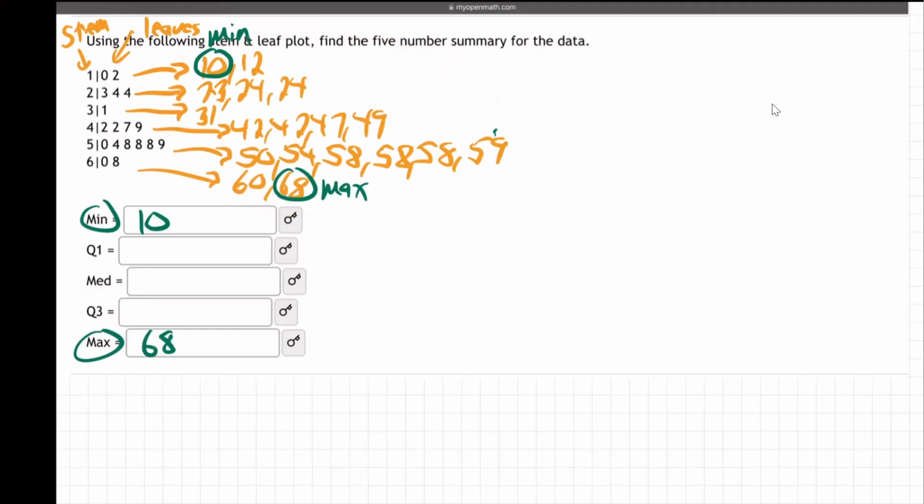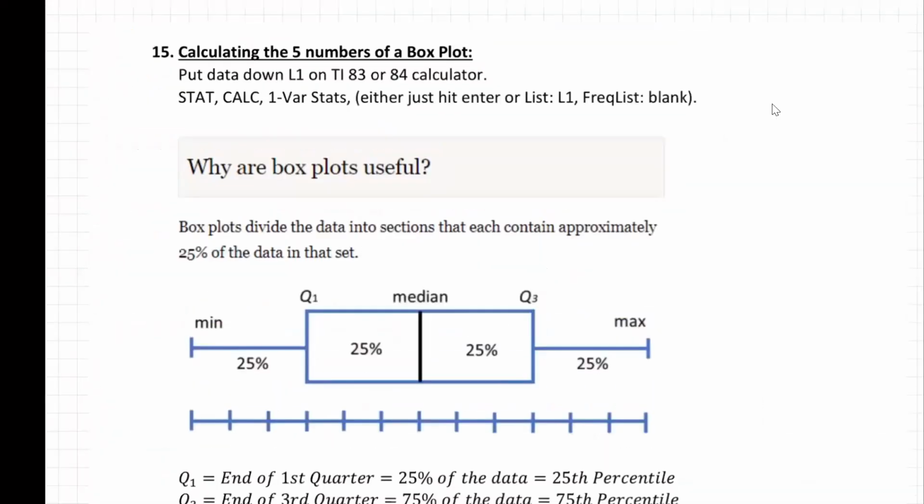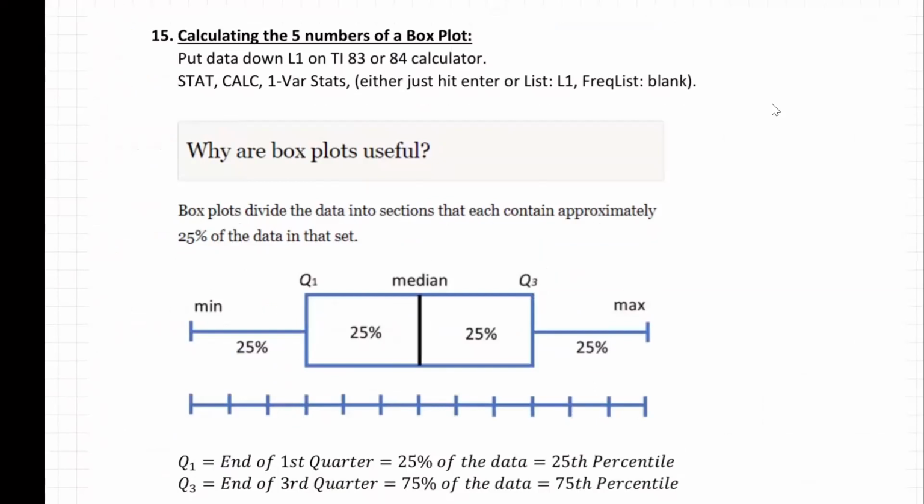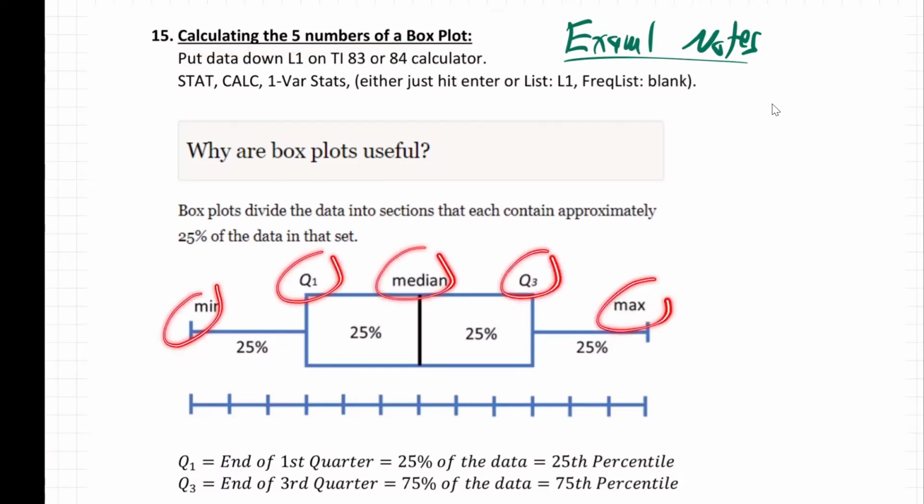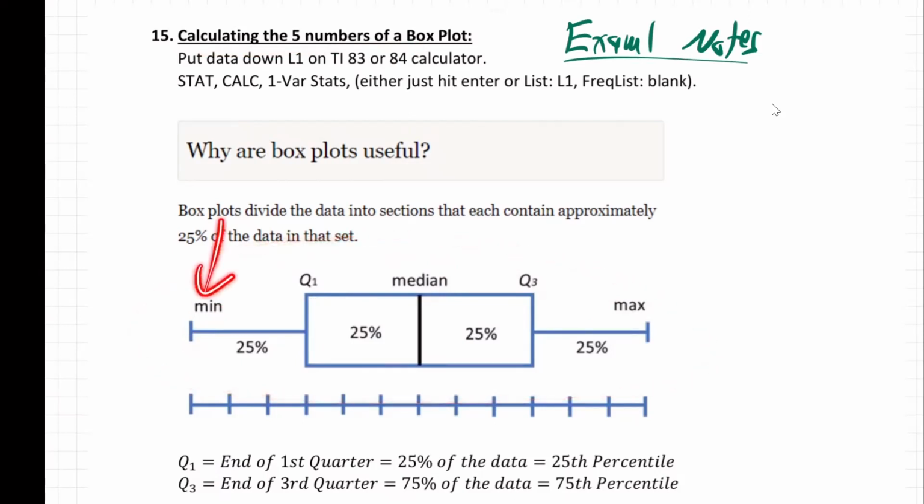But what about the Q1, median, and Q3? Well, those are box plot numbers. Let me show you this. Here we are, the exam 1 notes. Number 15 here, calculating 5 numbers. See the min, Q1, median, Q3, max? There they are. That's the 5 numbers, part of a box plot. We're not going to have to draw the box plot, but we're finding the min, Q1, median, Q3, and max.